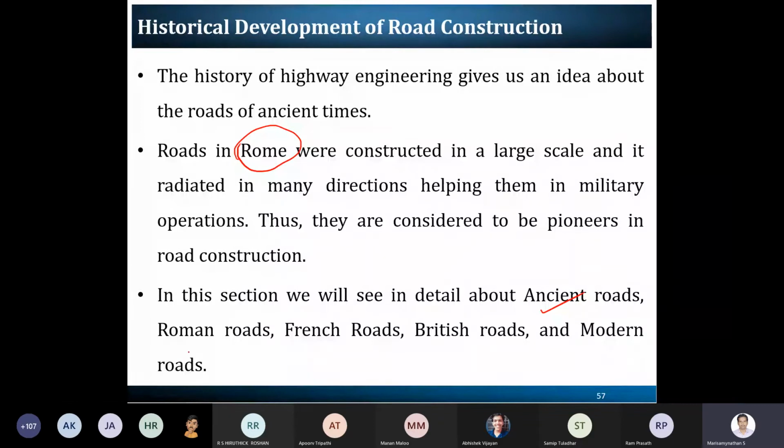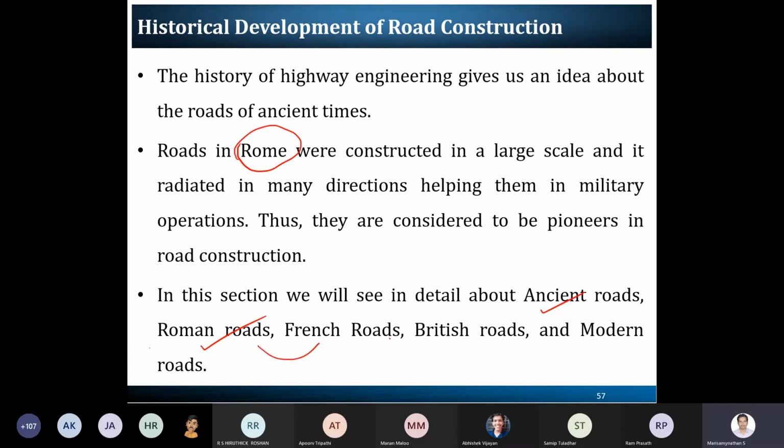Then with respect to the less technical components, the Romans made a lot of development in the road sector. If you study the history, definitely you will find a lot of interest in how the development happened in this period, and looking at the Roman roads, how the huge changes happened, that you can observe. From there, some small changes happened.